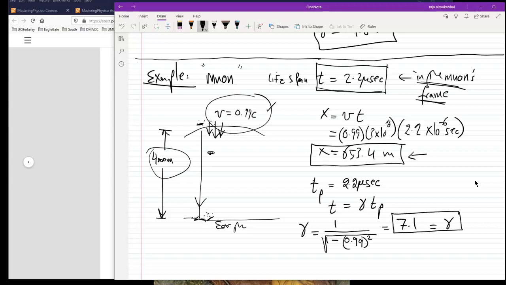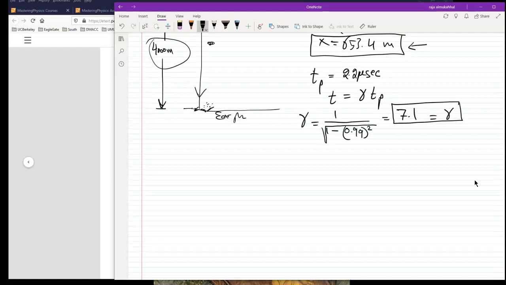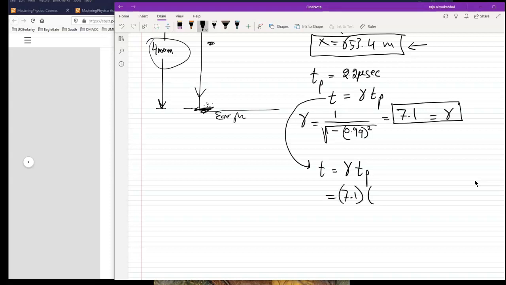So now, when I calculate the relativistic time, as measured by an observer right here on Earth, that's just going to be gamma t sub p. So that's 7.1 multiplied by 2.2 times 10 to the negative 6 seconds, the lifetime of the muon. And when I calculate that, it's going to be 15.2 microseconds. So that's the relativistic time.